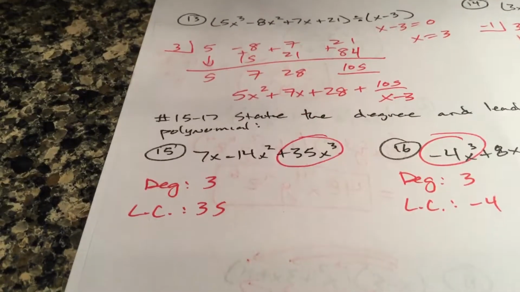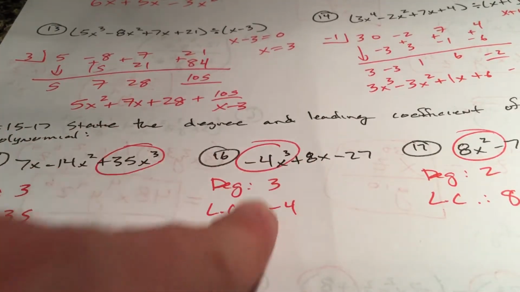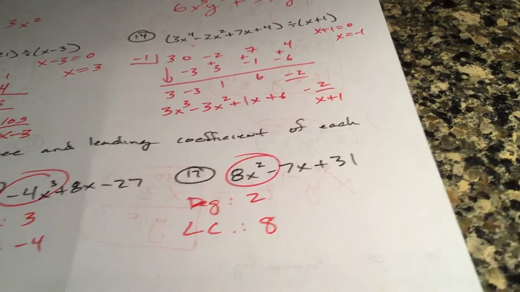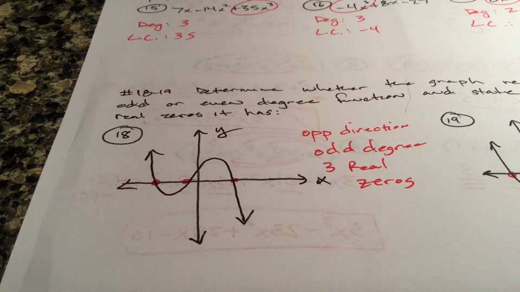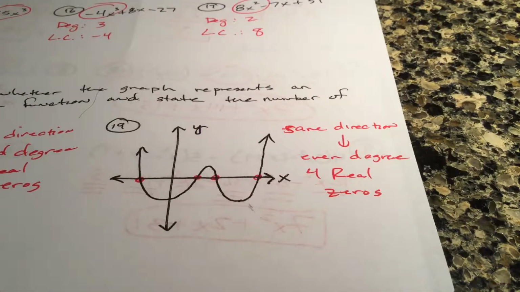The degree is the highest power, 3. What is attached to it? 35. Highest power 3, what's attached to it? Negative 4. Highest power 2, what's attached to it? 8. That's the leading coefficient. Opposite direction for the endpoints means it's odd. It crosses the x-axis 3 times, 3 real zeros. Same direction for the endpoints, even degree, it crosses the x-axis 4 times.